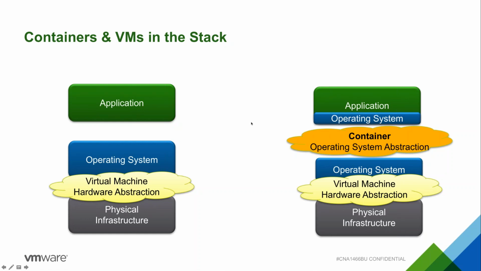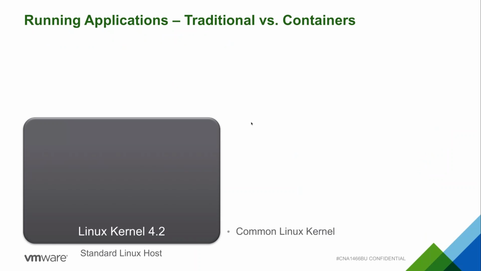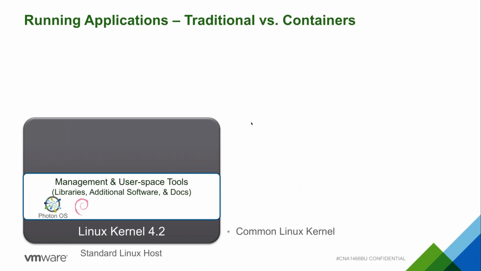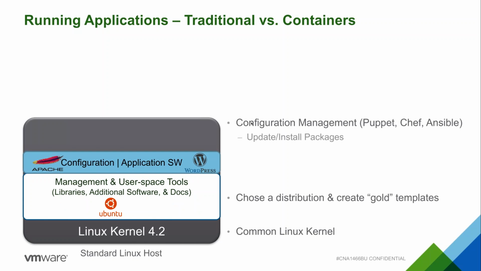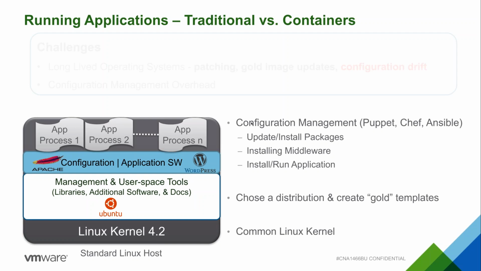So looking at traditional applications inside VMs, we have a Linux kernel, for example, a standard Linux host. You have your common Linux kernel, and your management and user space tools, so all kinds of libraries and management software. And on top of that bundle, you create your VM templates, your Linux templates, for example, and then you put your application software in it and configuration by using configuration management tools, all kinds of distributions, and you update and manage your packages, install your middleware, etc. And then it instantiates the actual application processes and runs them for you.